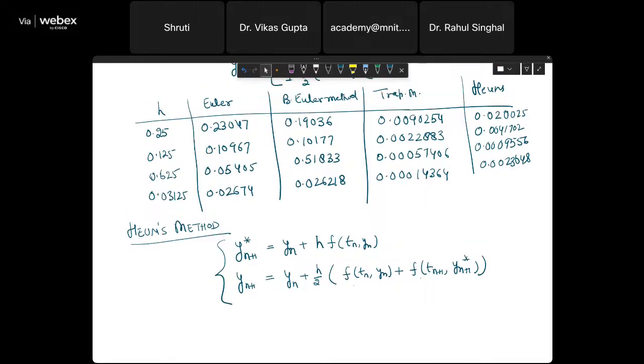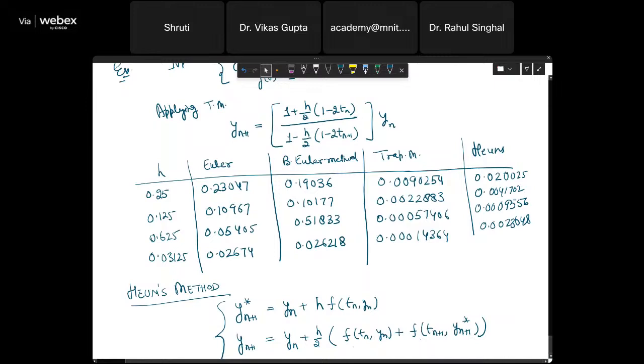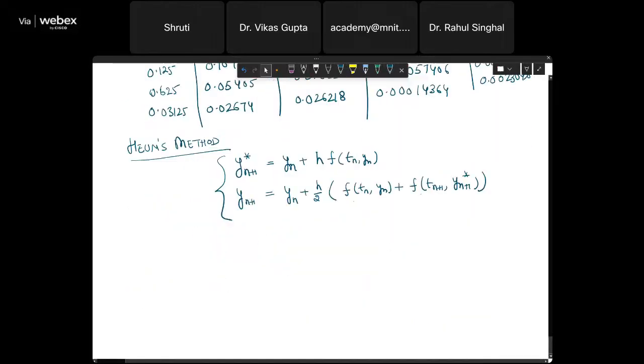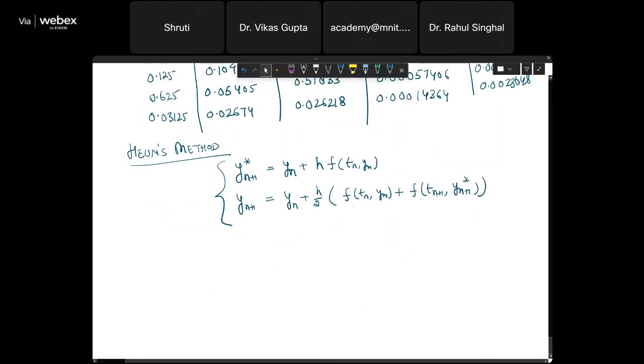However, you may note that if your function f depends on t alone, then there will be no difference between the trapezoidal method and Heun's method, right? Because of the presence of y in f, only then does the complication of the implicit involvement of y_{n+1} come. So if f is completely independent of y, then both methods will be the same. So this is about Heun's method and the trapezoidal method.